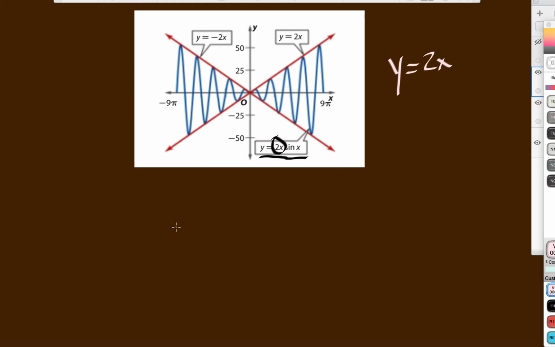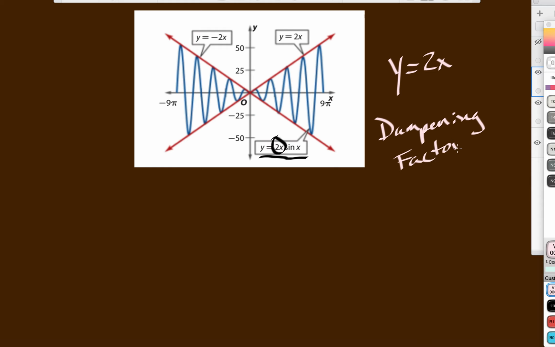If you understand what the sine graph looks like, I'm just going to rough it in here. All you need to do is start with your regular sine wave, right? And then what you do is you fit it in between the positive and negative versions of that dampening factor, that 2x that's in front of the sine x. That's called the dampening factor.